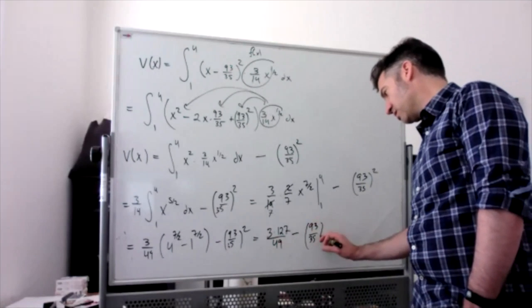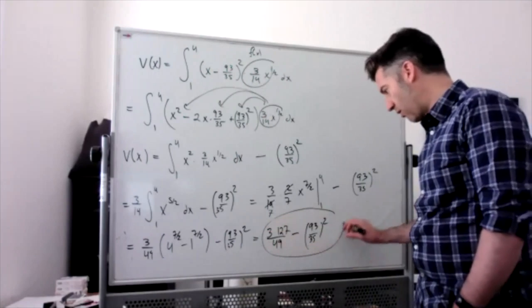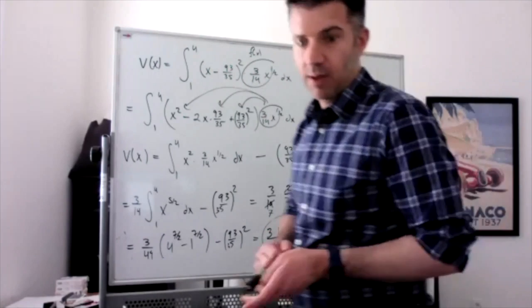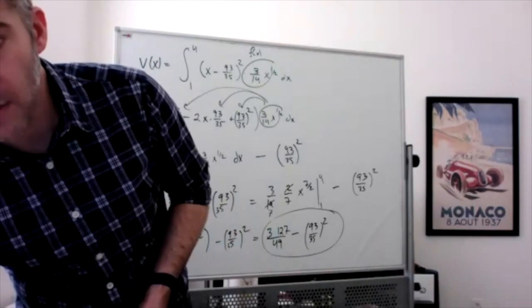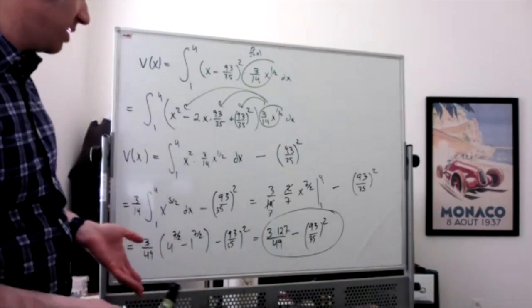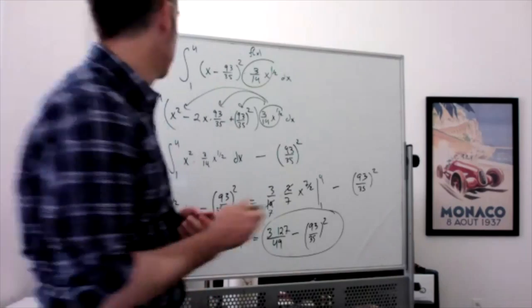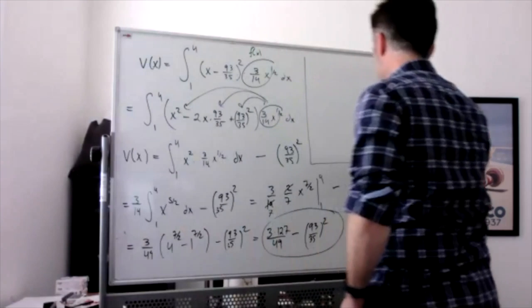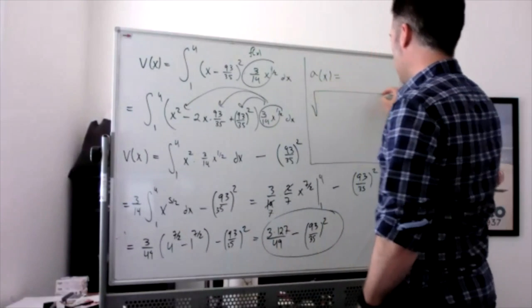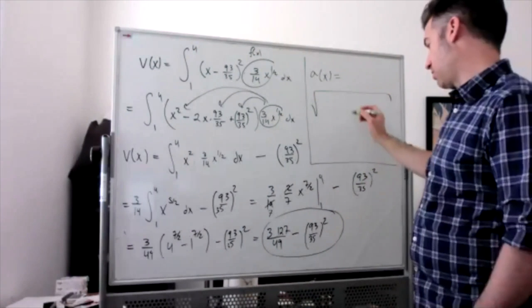93/35 squared. And I would definitely not go any further in my simplification. I probably should have stopped sooner, in fact. But that's it. It's really, really nice. And then the standard deviation would just be the square root of that. So whatever that is, the standard deviation is just going to be the square root of this lovely number.